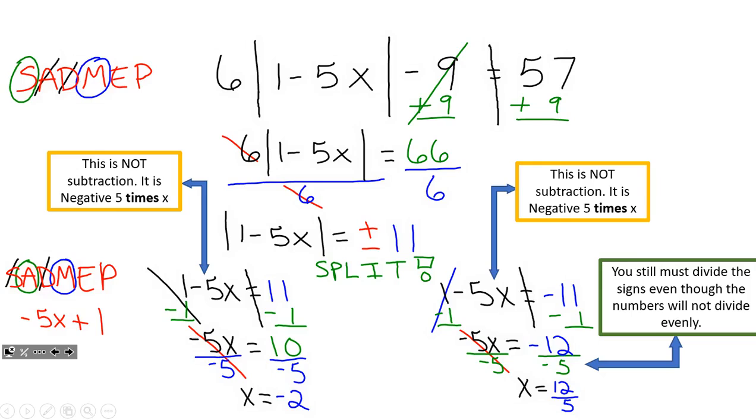And then divide by the number that's in front of your variable, because anytime you have a number and a variable touching, that is considered to be multiplication. So opposite of multiplication is division.